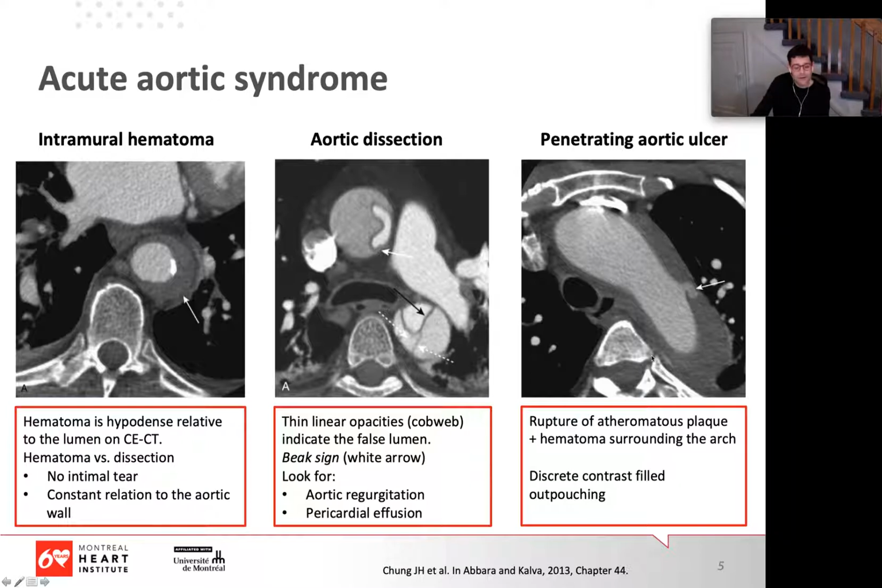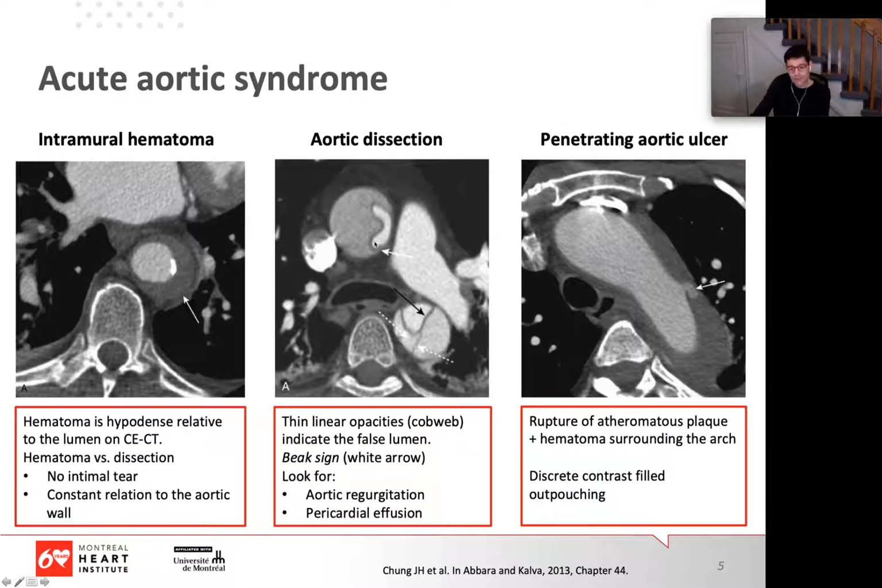A computed tomography angiography is the preferred exam for the imaging of an acute aortic syndrome. Acute aortic syndromes can be either an intramural hematoma, aortic dissection, or a penetrating aortic ulcer. In the case of a hematoma, you will see a hypodense collection relative to the true lumen that contains contrast. The difference between a hematoma and a dissection is that there is no intimal tear and there is a constant relation to the aortic wall.